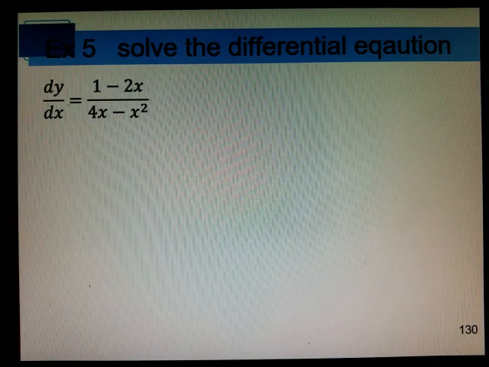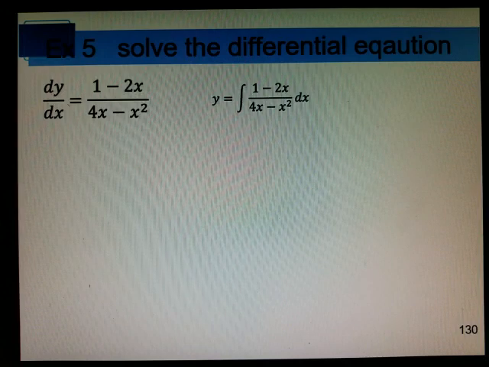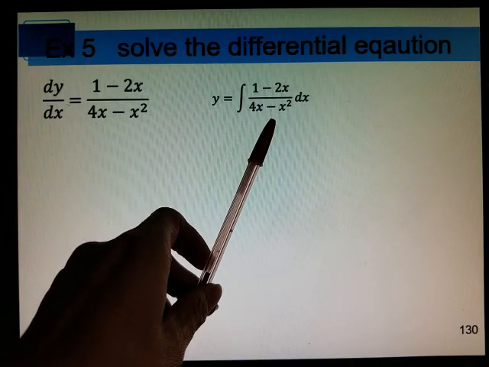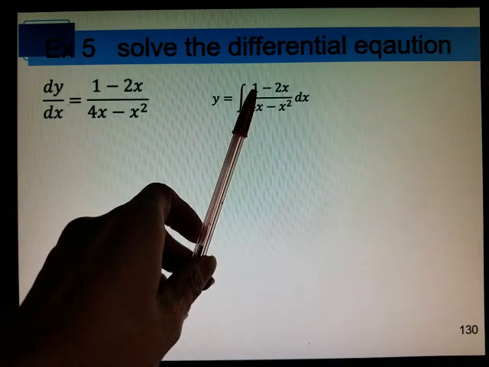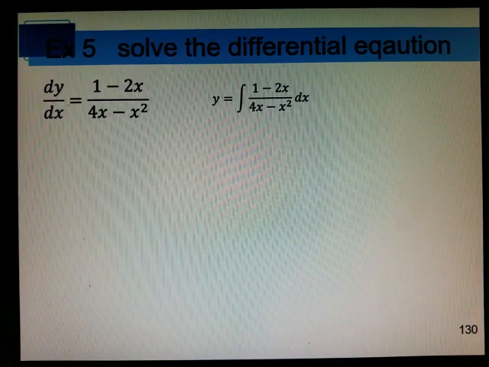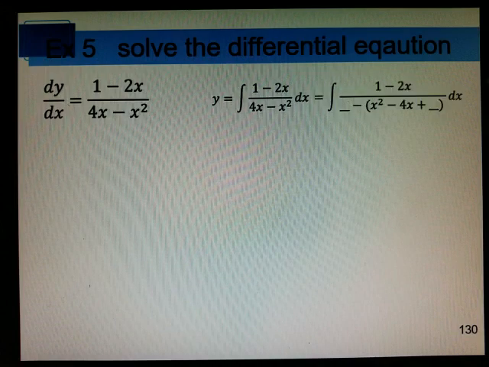Solve the differential. That means we need to integrate both sides. So y equals the integral of the numerator over the denominator dx. If I let u equal the entire bottom, my du would be 4 minus 2x. If I multiply that by 4, I get that, but then that's not gonna do it. I'm not gonna be able to get my du in the numerator.